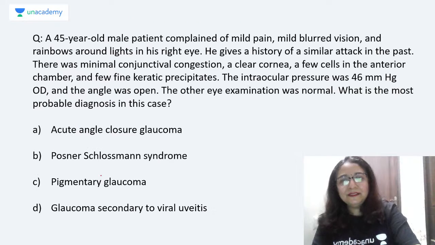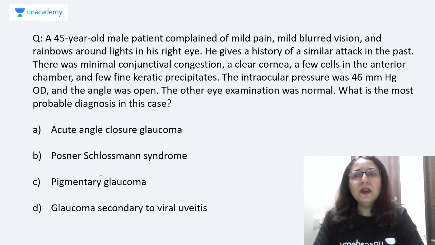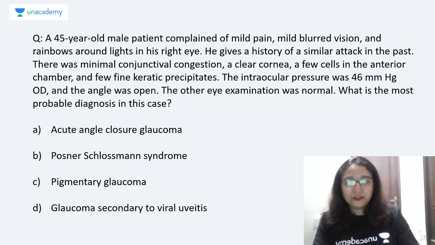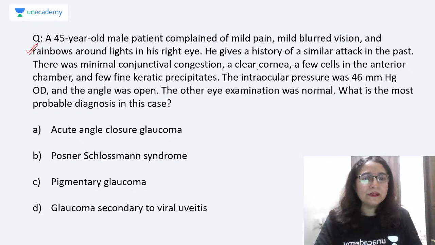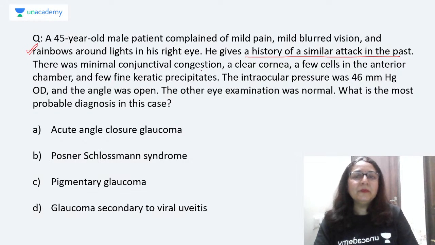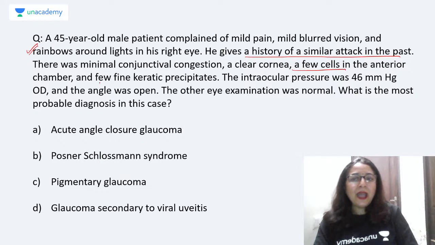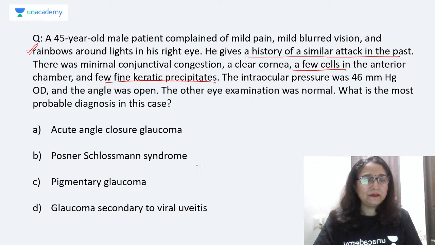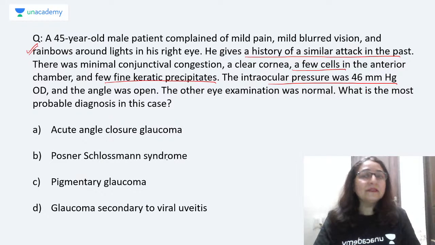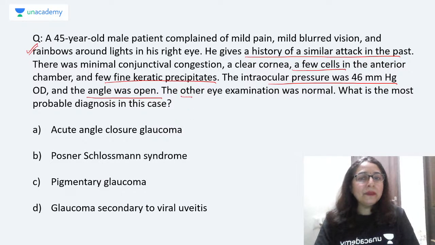Let's revise what we have learned with the help of MCQs. Okay. Coming to the first MCQ, a 40-year-old male patient complained of mild pain, mild blurred vision, okay, with rainbows around the light, means history of colored halos is there. He gives history of similar attack in the past. On examination, there is minimal congestion, clear cornea, few cells in the anterior chamber, and few fine keratic precipitates. The pressure is 46 millimeter mercury. Angle was open. Other eye examination is normal.